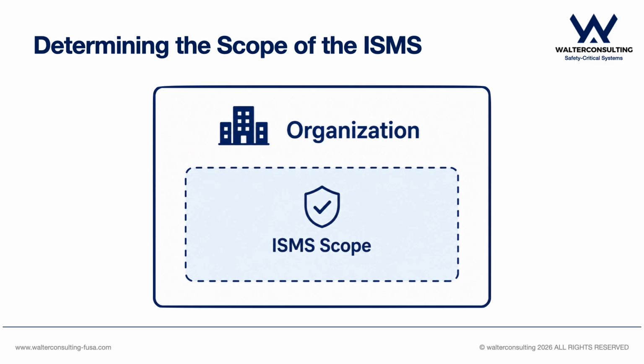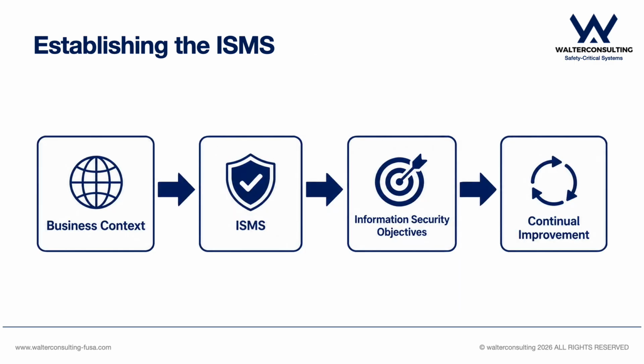Once the scope has been established, the organization can formally establish its information security management system. The final step of Clause 4 is establishing the information security management system itself. The information security management system provides the structured framework through which the organization manages information security. It brings together policies, processes, responsibilities, and continual improvement activities into one coherent management system. This framework becomes the basis for all subsequent clauses of ISO IEC 27001. With the organizational context established, the standard can now move toward leadership, planning, and implementation.